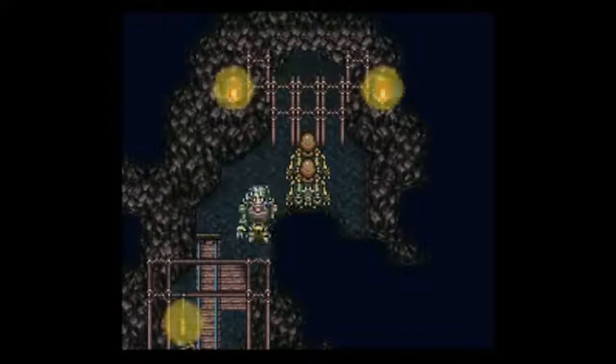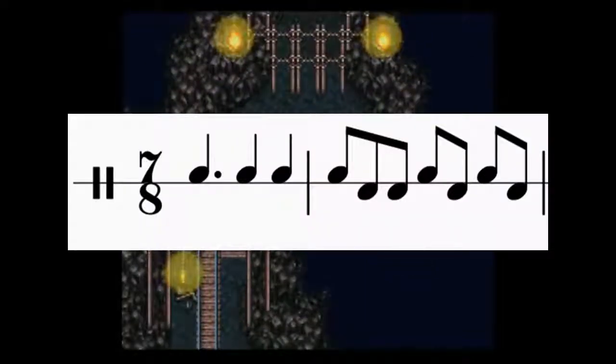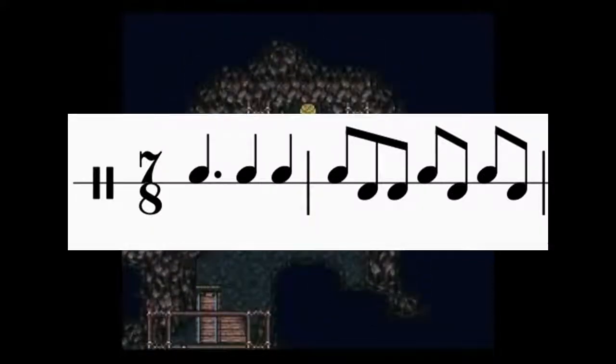7-8 also has its own unique subdivision, which divides it into a dotted quarter note followed by 2 normal quarter notes. An example of this is Another World of Beasts from Final Fantasy VI.